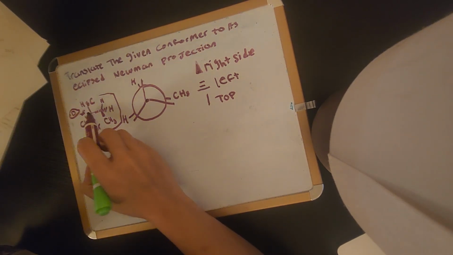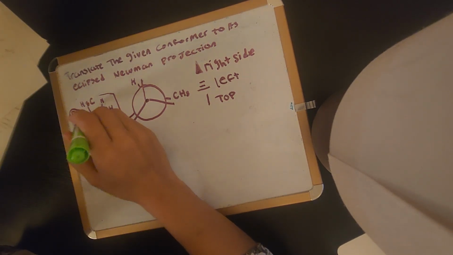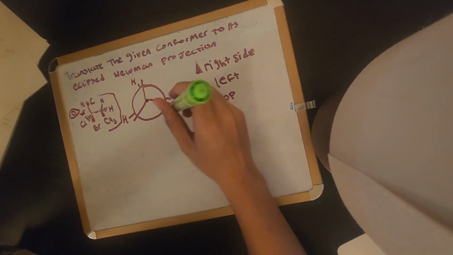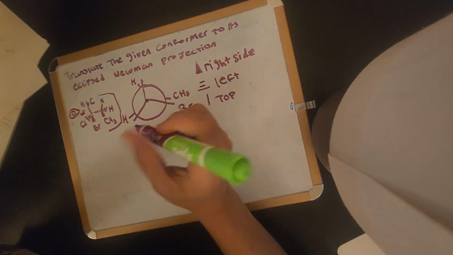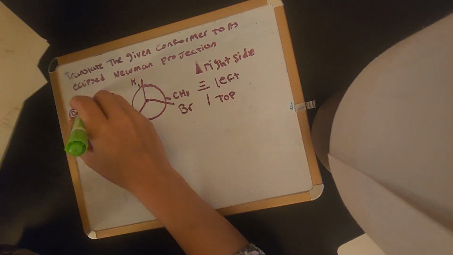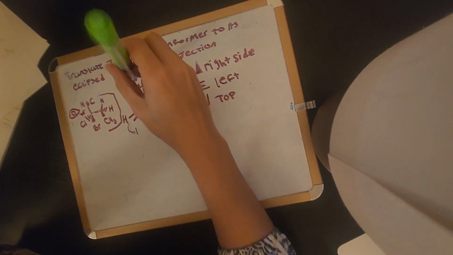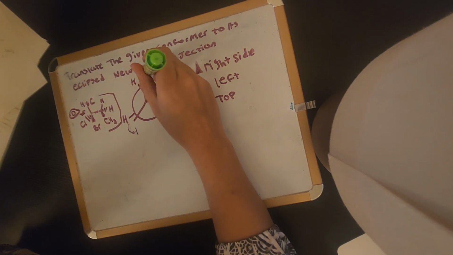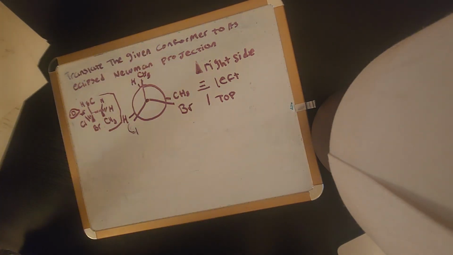So when we look over here, we see that the Br has a wedge, and we're going to place it on the right side. The Cl has a dash, we're going to place it on the left side. And the H3C is placed on top. So we're going to put CH3 on the top.